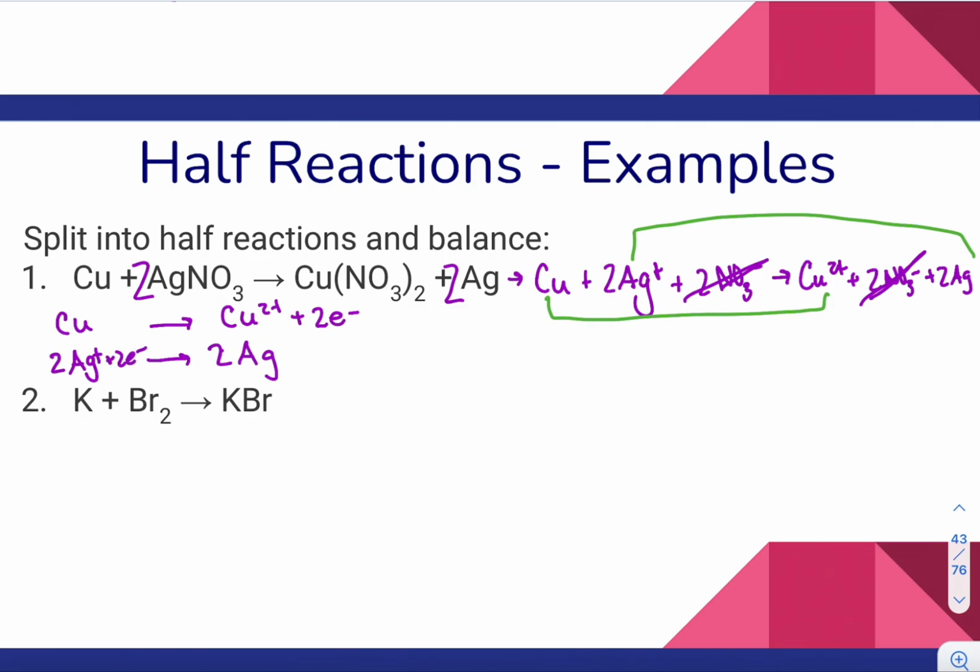Now it might look like I only need 1 here because of this positive sign, but don't forget the coefficient. This 2 here means we have 2 Ag positives. Okay, so if we have 2 Ag positives, 2 positive, we need 2 electrons to cancel that out. So this will be our final half reactions.